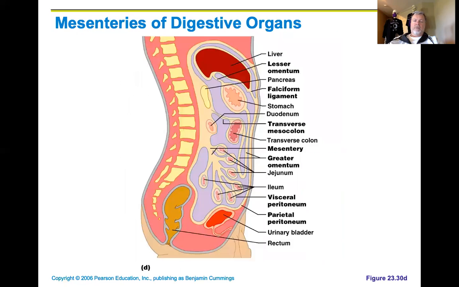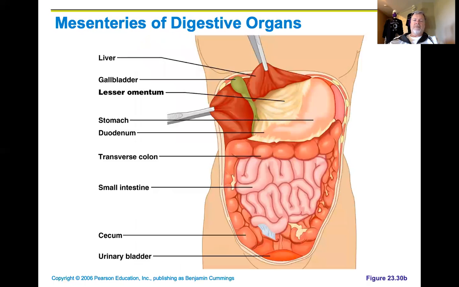Okay, back to these pictures. I keep skipping over these, and all they are is just mesenteries. Mesenteries are these tissues that hold all this stuff together, okay?